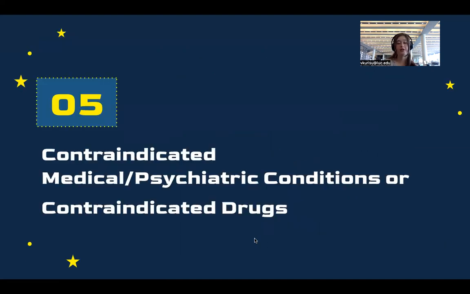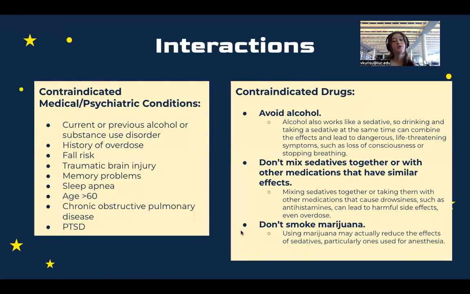For the contraindications, and this goes with psychiatric conditions or contraindicated drugs. Contraindicated conditions include current or previous alcohol or substance use disorder, because sedative hypnotics are very addictive, a history of overdose, fall risk, just because it does impair a person's system. Also, if the person has traumatic brain injury, memory problems, sleep apnea, if they're over the age of 60, that does correlate with fall risk, chronic obstructive pulmonary disease or PTSD.